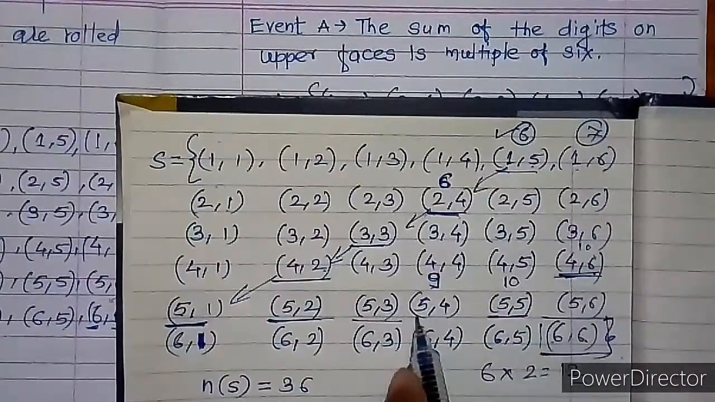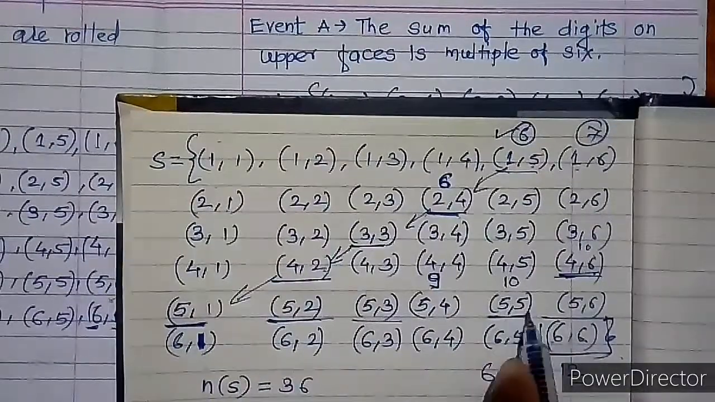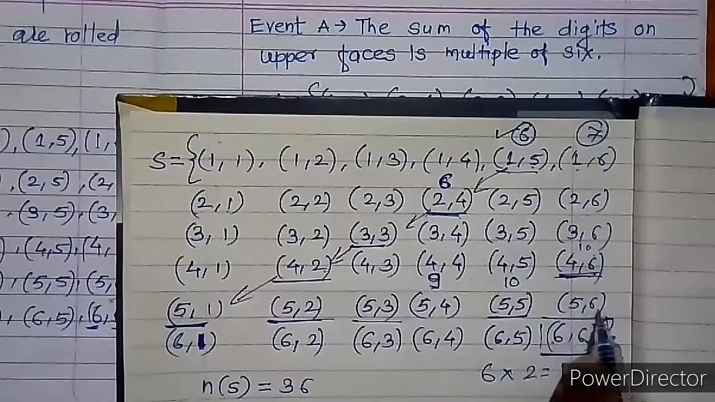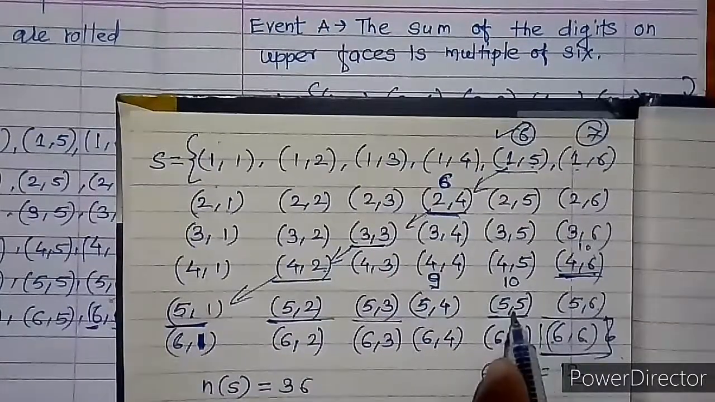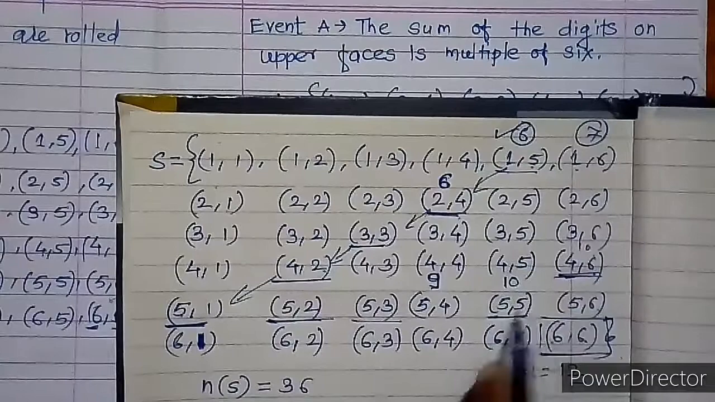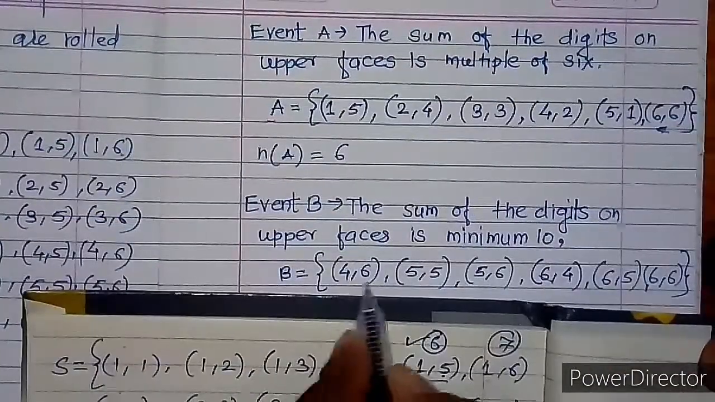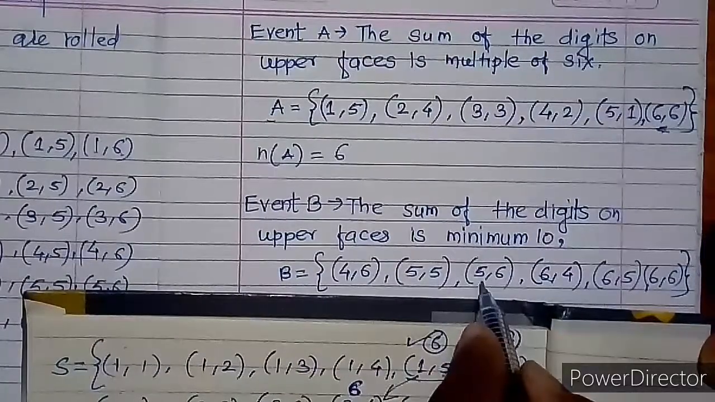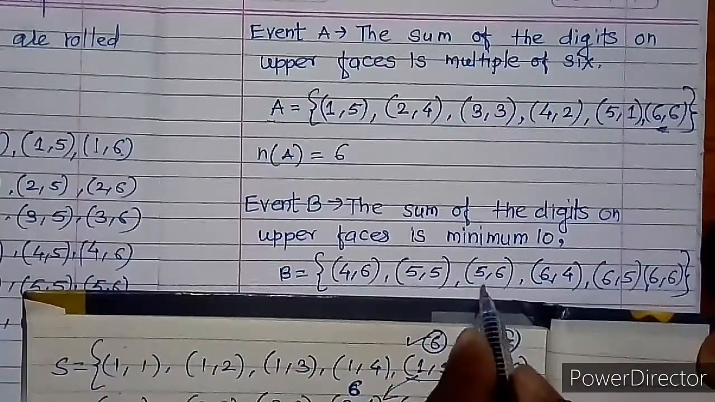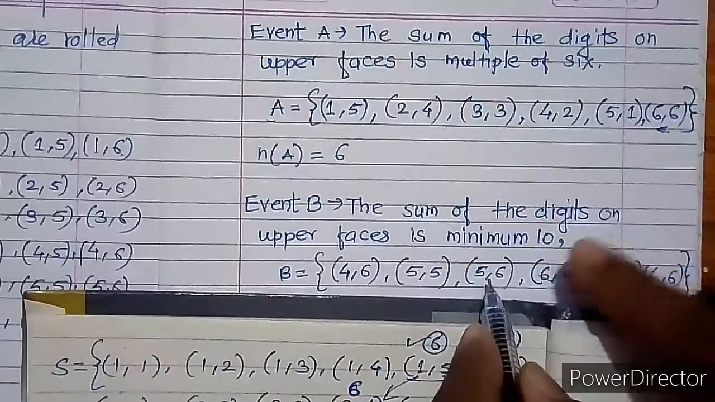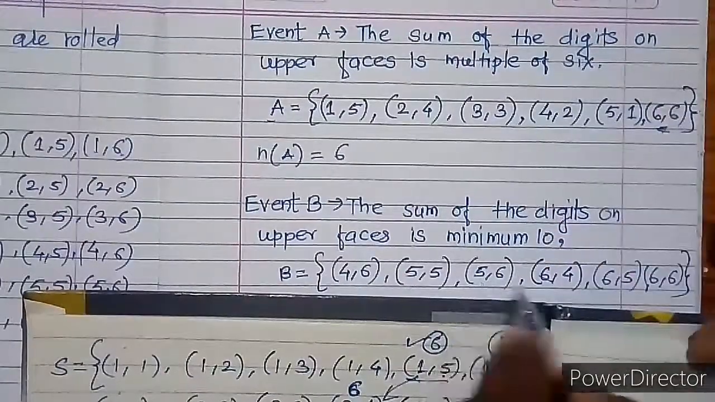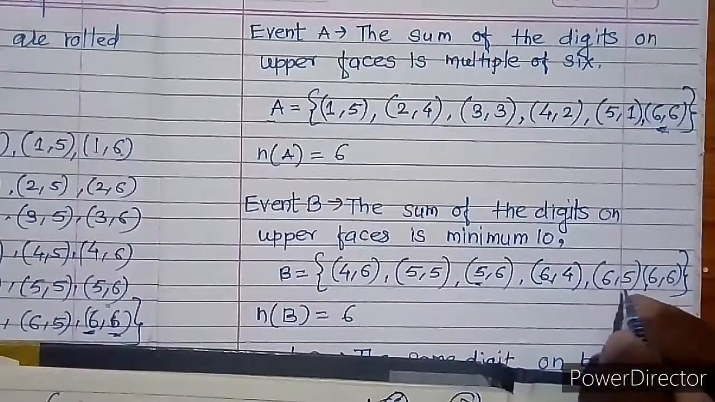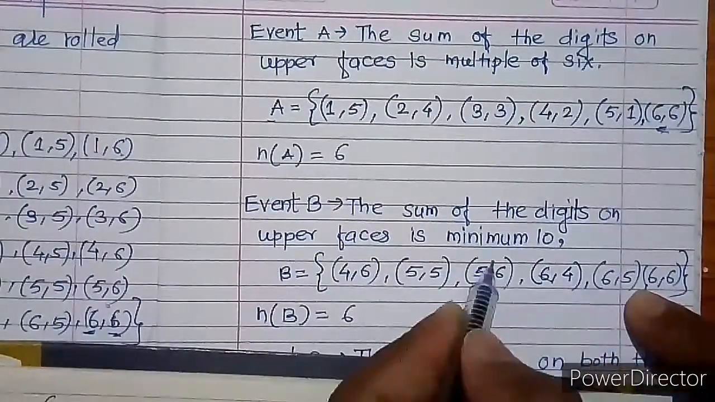Then next 5, 4 is 9, not valid. 5, 5: the sum of these two digits is 10. 5, 6: the sum is 11. Minimum 10 means 10 or more than 10. That's why we pick this entry 6, 4, the sum is 10. 6, 5, the sum is 11, which means more than 10.